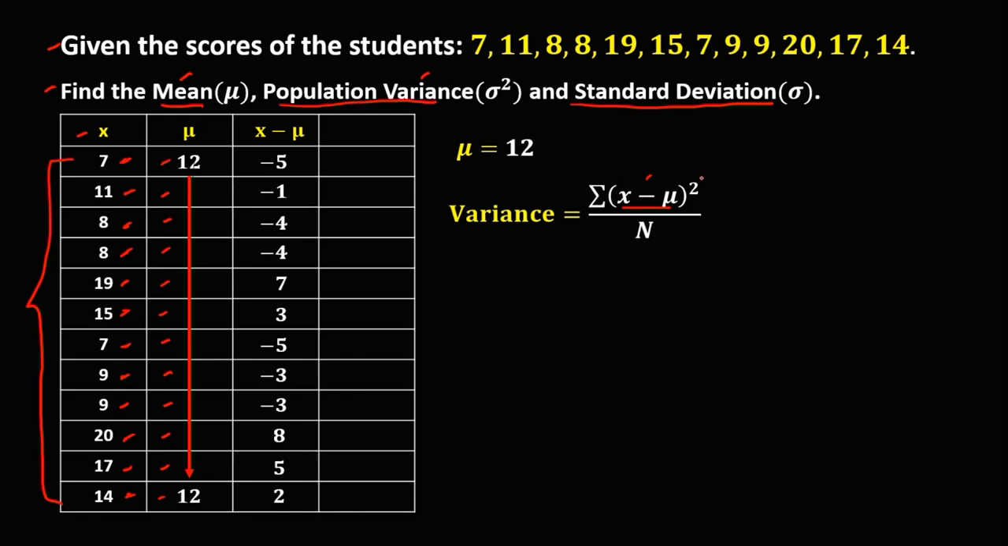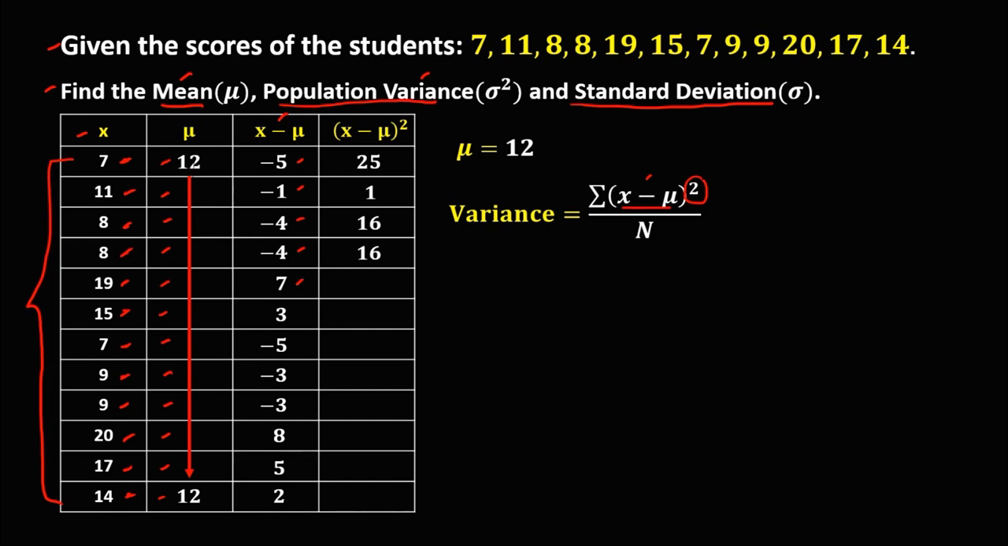Then in the formula, we have this squared. So we need to square this column. So we have negative 5 squared. This one is positive 25 because the square of a negative is always positive. This one, negative 1 squared, that's 1. And negative 4 squared, this one is 16. Negative 4 squared, so negative 4 times negative 4, that's 16.